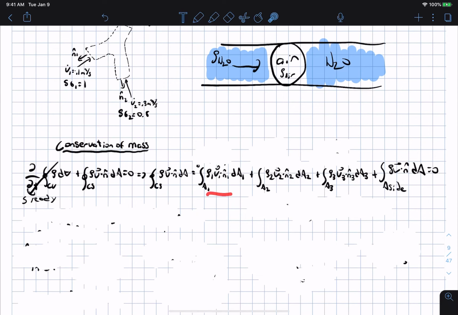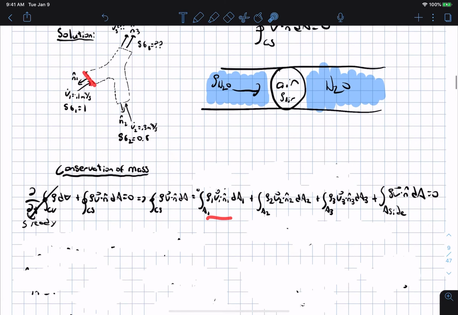And then I'm going to break this into the 4 pieces. We have area 1 here, area 2 here, area 3 here, and then the sides. Okay, and we're assuming impermeable walls. So we have area 1 here, area 2 here, area 3 here, and the sides here, and we're assuming impermeable walls. So we can cross that out.